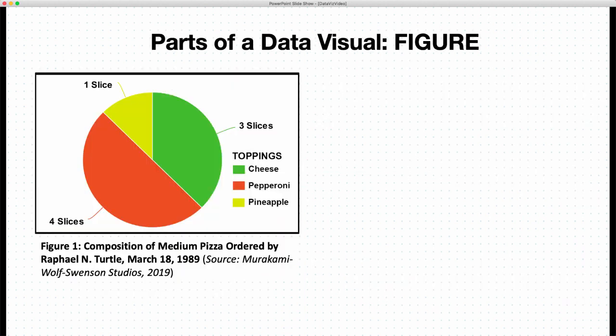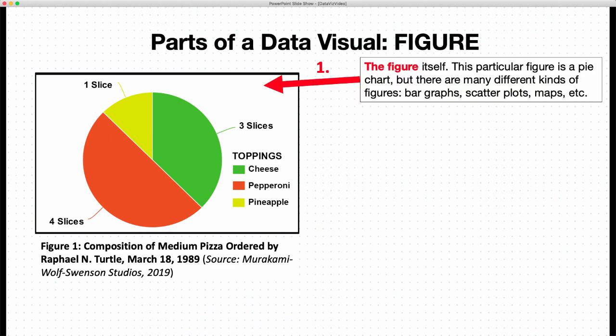All right, let's look at a figure. So right here, again, is the entire figure itself. This is a pie chart, obviously, but there's lots and lots of different kinds of figures out there. Bar graphs, scatter plots, maps, waffles, donuts. There are all kinds of different figures.